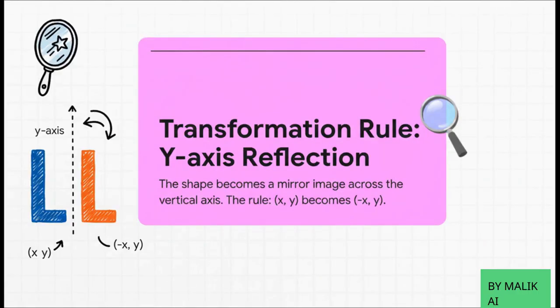Now, a reflection is just a flip. Think about looking in a mirror. If we reflect a shape over that vertical y-axis, it's going to flip horizontally. The up and down part, the y-coordinate, doesn't change at all, but the left and right part, the x-coordinate, flips to its exact opposite. So the rule is (x, y) becomes (-x, y).